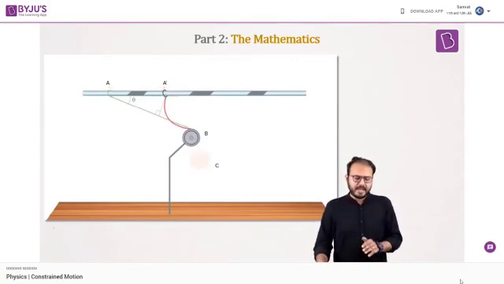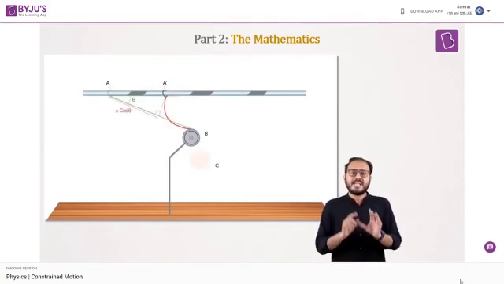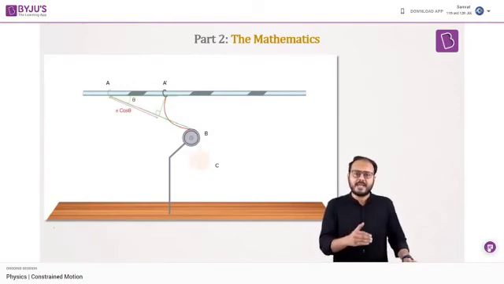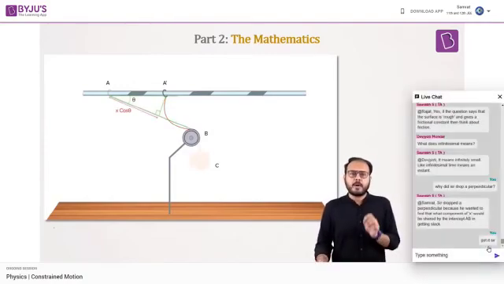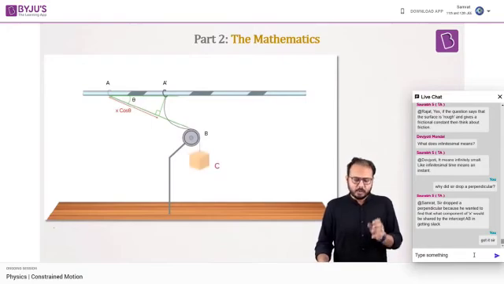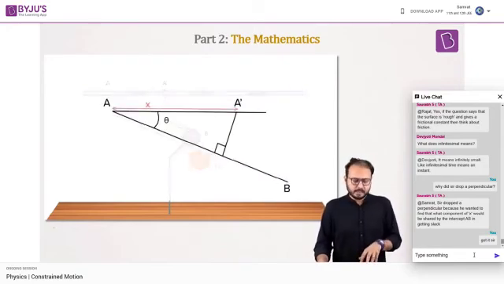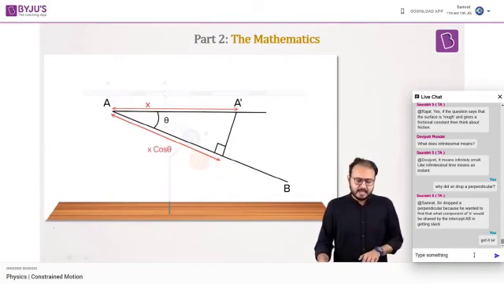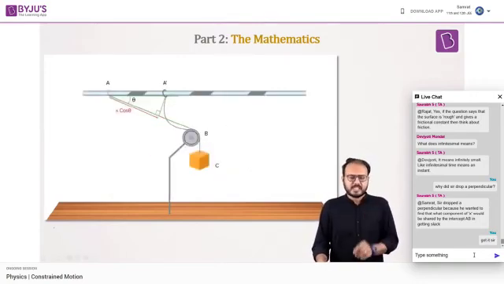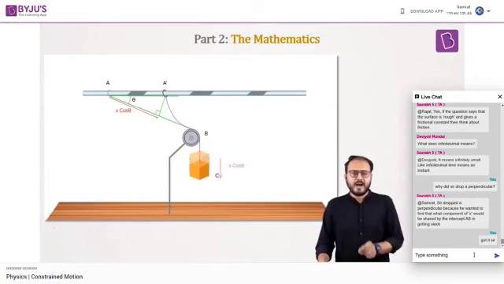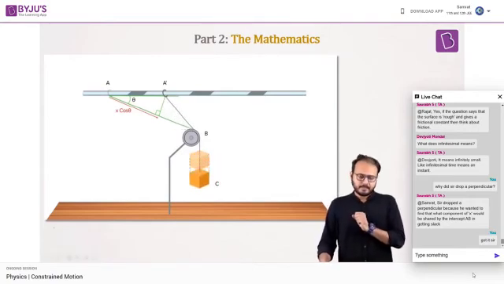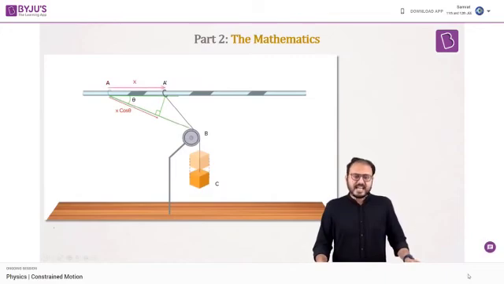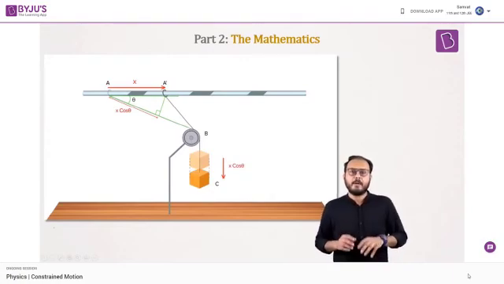So the ring goes right by x amount. The string goes slack by x cos theta. But the string cannot remain slack. Somebody needs to compensate this x cos theta. And who steps up? The block C. So the ring goes to the right by x, the string gets slack by x cos theta, and consequently, to compensate for it, C has to go down with x cos theta. The summary is, the ring slides to the right by x, the string goes slack with x cos theta, and C goes down with x cos theta in the same amount.